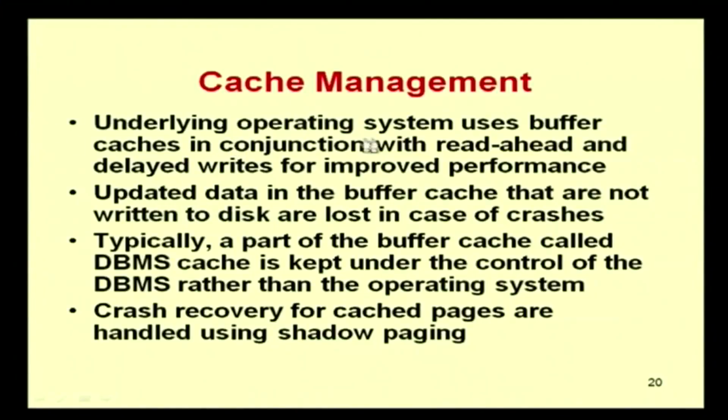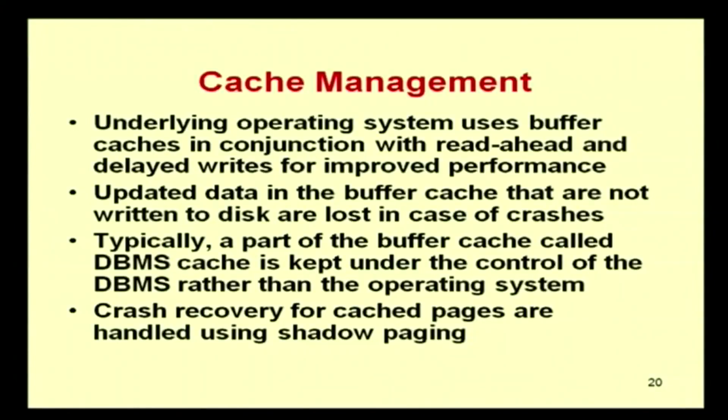Next is, when we are talking about a lot of this memory, main memory and disk, we have to talk about cache management also. So, the underlying operating system uses buffer caches in conjunction with read ahead and delayed writes for improved performance. So, updated data in the buffer cache that are not written to disk are lost when there is a crash. Remember, we are talking about recovery management. So, typically a part of the buffer cache called the database cache is kept under the control of the database management system other than the operating system. Crash recovery for cache pages is handled using something called shadow paging, which we will talk about later.